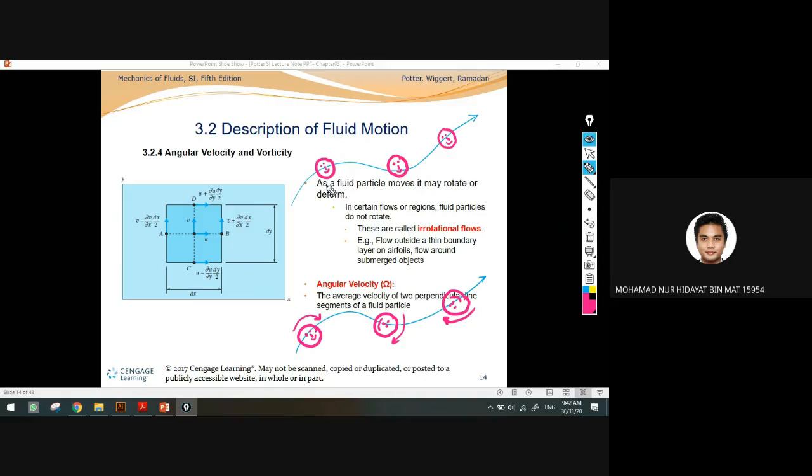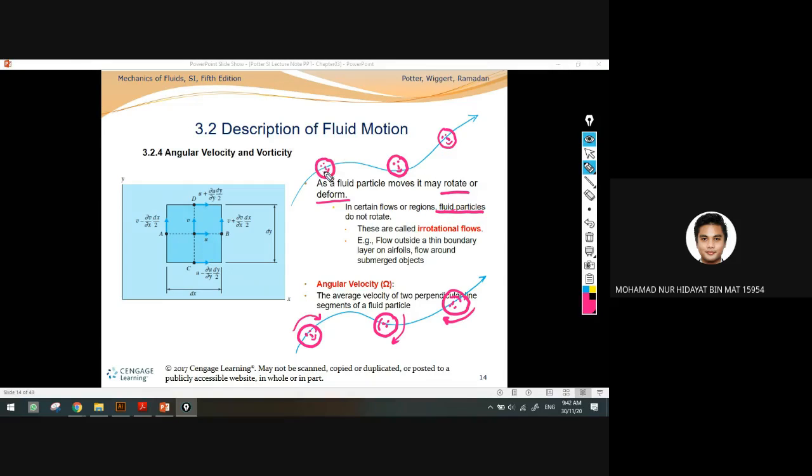So in this case, as the fluid particle moves, it may rotate or deform. Next we will discover what is rotate and what is deform. Deform means it changes the shape. In a certain flow or region, the fluid particle sometimes will not rotate. It is easy. Sometimes it rotates.